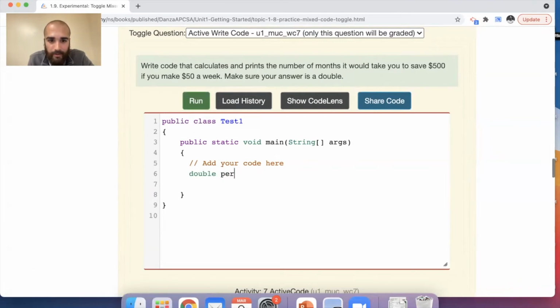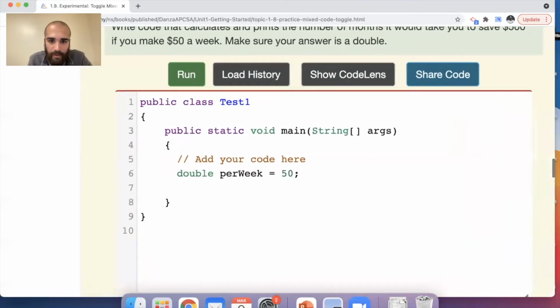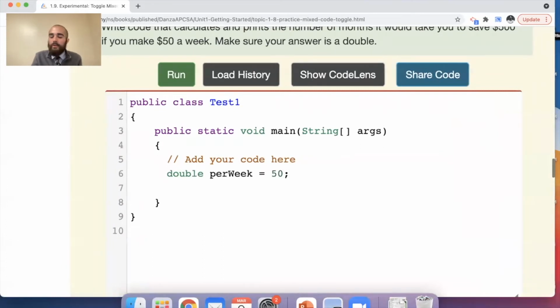I'll just call it per week. It is 50. And I'm not sure why it does this. So check this out. When I'm here, double per week, and I click enter, normally most IDEs will put me right in line with the next. And it gives me this. So I got to click backspace twice.